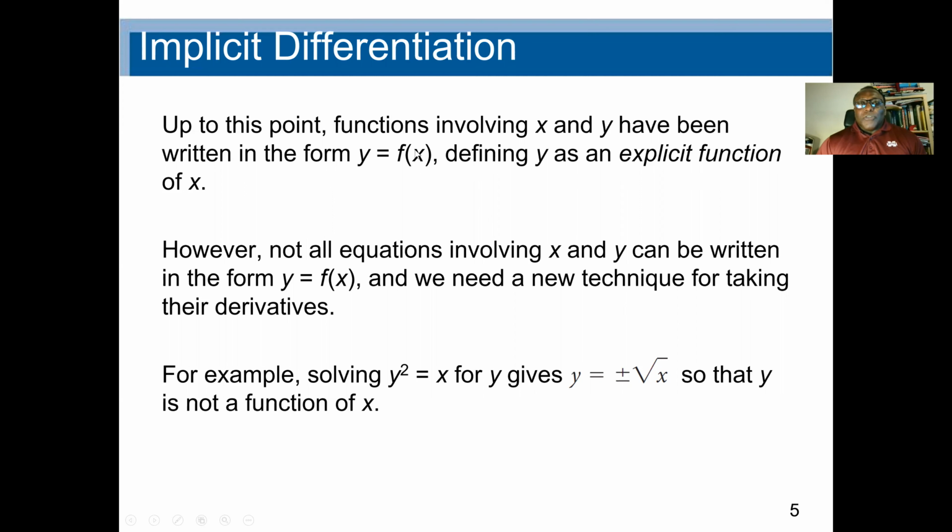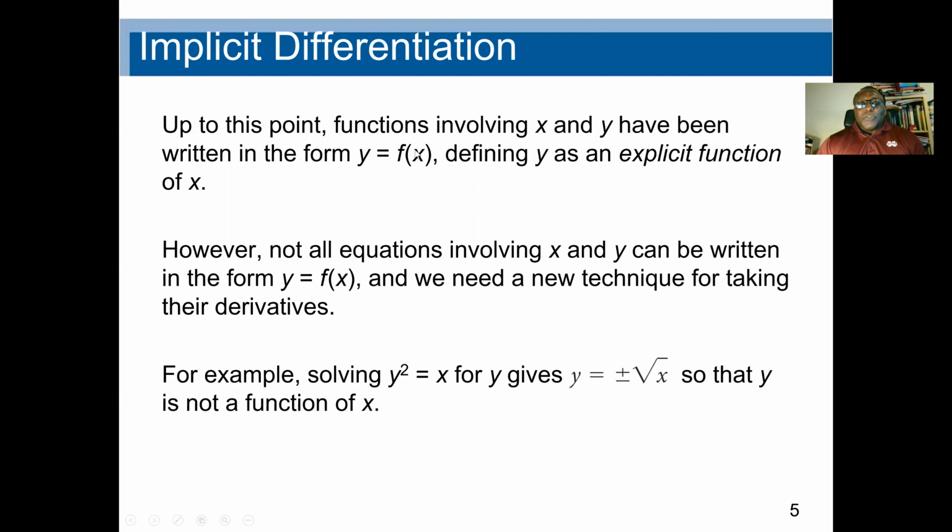For example, if we are going to find the derivative of y squared equal to x, that would be very difficult to do explicitly. Or we can write y squared equal to x as y equal to plus or minus square root of x. But y equal to plus or minus square root of x is not a function. Why?